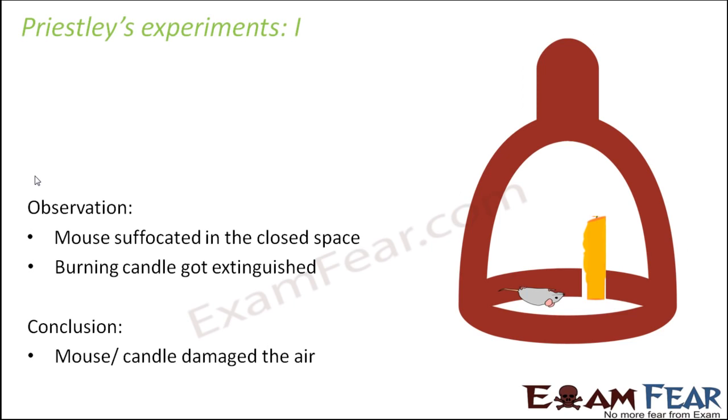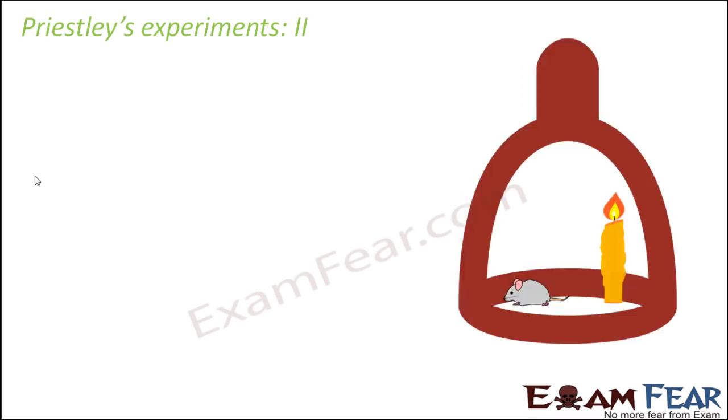Now he repeated the same experiment with a small change in it. And to his surprise, the observation was very different. So what did he do? In his second set of experiments, he took the same setup, the same mouse and a candle inside the bell jar. But this time, he put a plant also inside it. So the same arrangement, just that now you have an additional plant inside it.